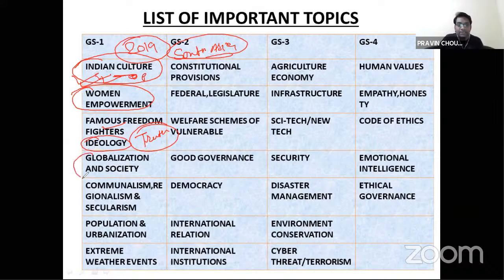Another one is globalization and society. These are from GS paper 1. The topic I'm selecting from GS paper 1 will help you to write a good essay. So what you will do, you just select this topic and you start your essay writing.